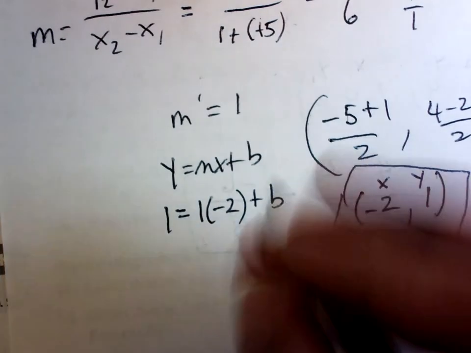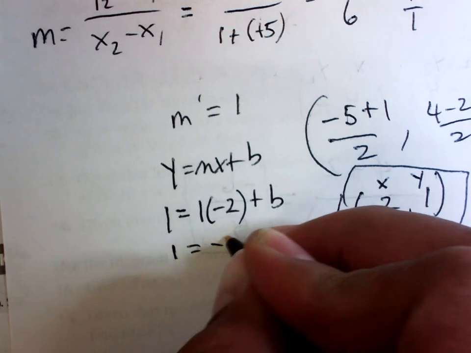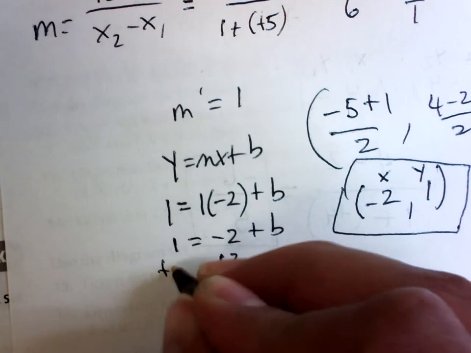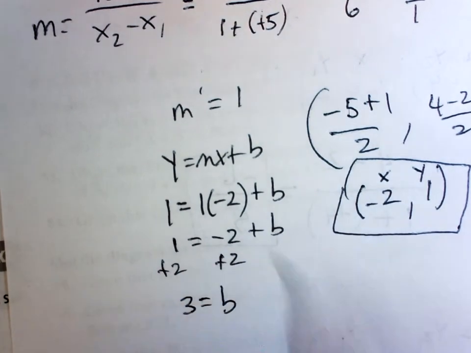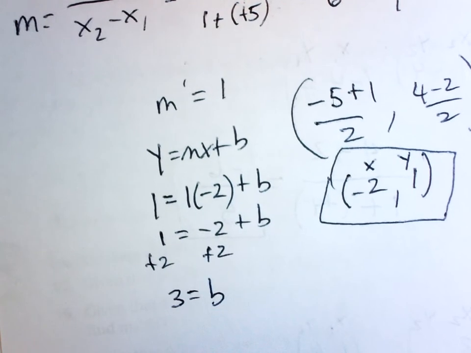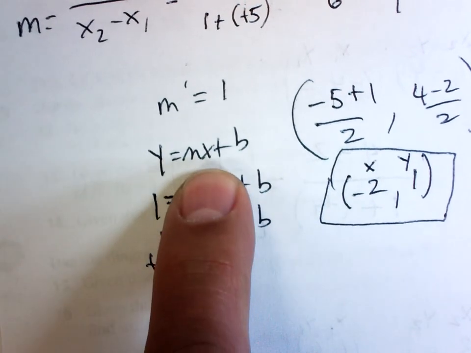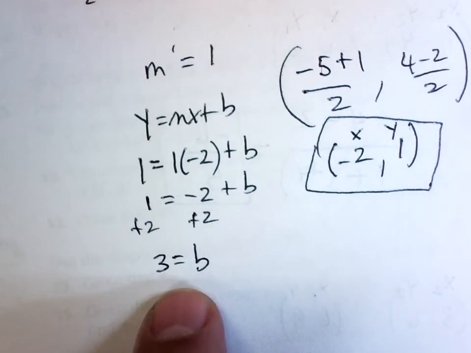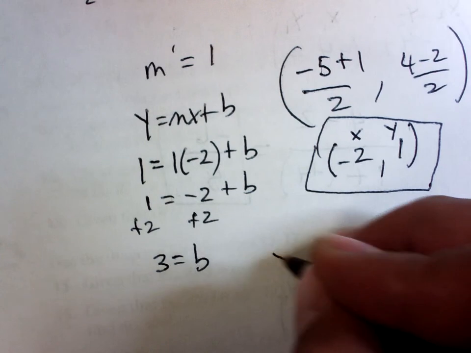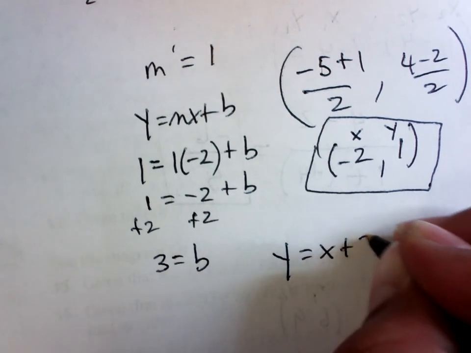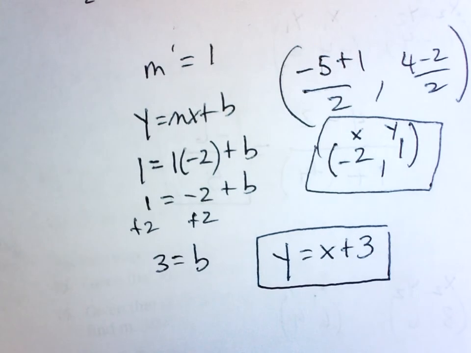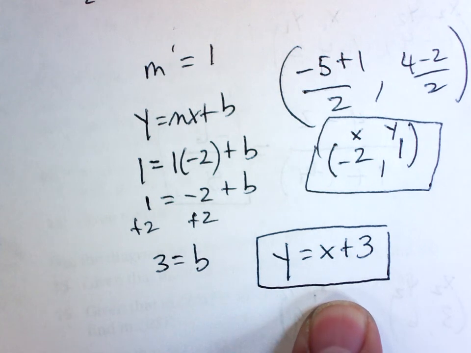So now let's solve for b. 1 times negative 2 is negative 2. Add 2 to both sides, and I get 3 is equal to b. So my equation in y equals mx plus b form with a slope of 1 and a y-intercept of 3 is y equals x plus 3. That is my answer: the equation of the perpendicular bisector in slope-intercept form.